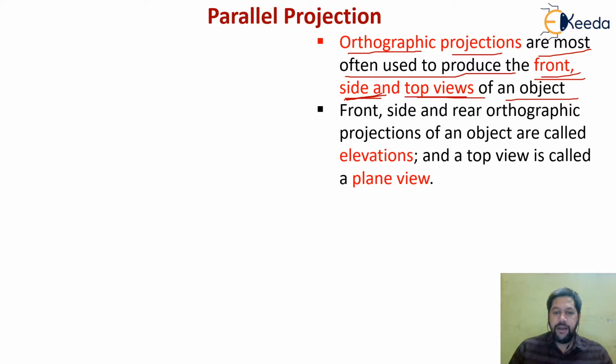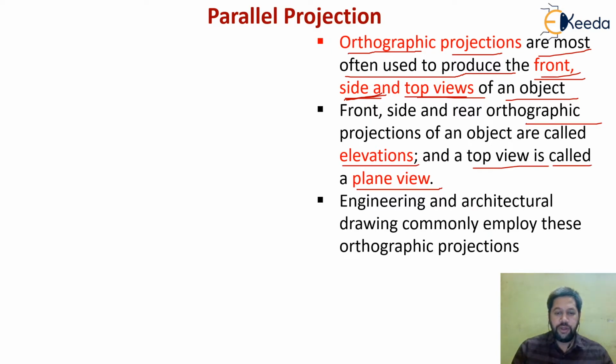Okay, and this front, side, and rear orthographic projection of an object are also called elevation. So I'm going to take the front, side, and rear views of this, and that is generally called elevation. But when I take the top view of the object, then it is called a plane view. Okay, so now we are discussing the orthographic projection.